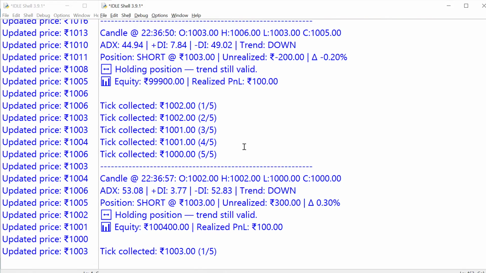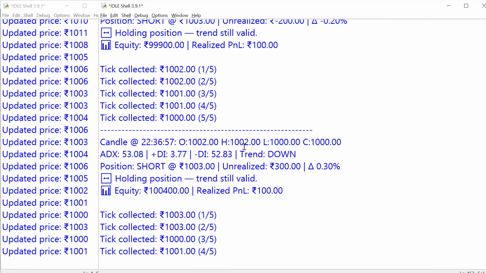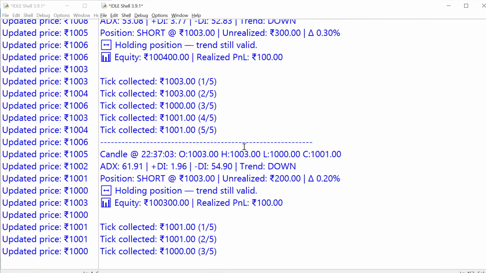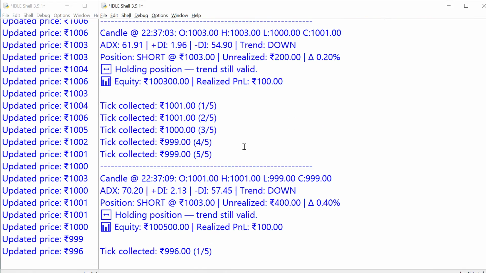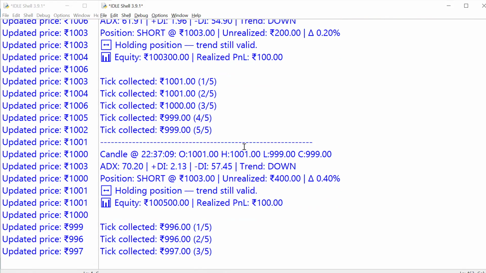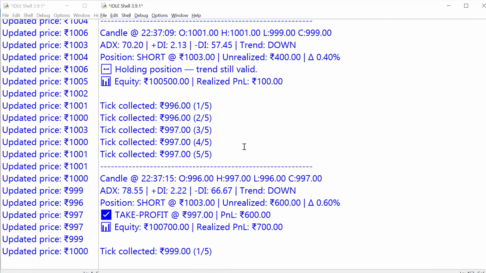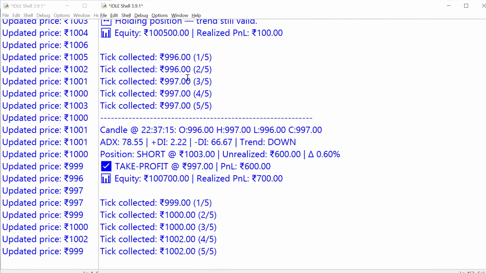We are again in a short position at 1003. The trend is down. We have shorted the equity because the minus DI is higher than plus DI. Okay, we are going to book the profit for sure if the value is below. Okay, we have taken the profit at this value.